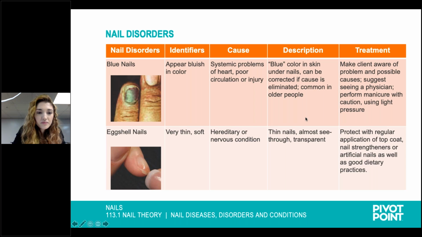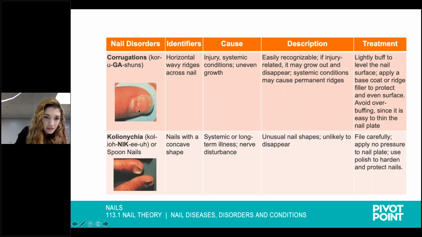All right, so corrugations: injury or systemic conditions, uneven growth. These are going to be horizontal, wavy. These nails have horizontal, wavy ridges over them. I think that this is a little bit fuzzy, but if you look, you can see that there is a ridge that's going all the way across. Easily recognizable, definitely. So you can still work on this person. This is not something that's going to be contagious. It has to do with underlying conditions.